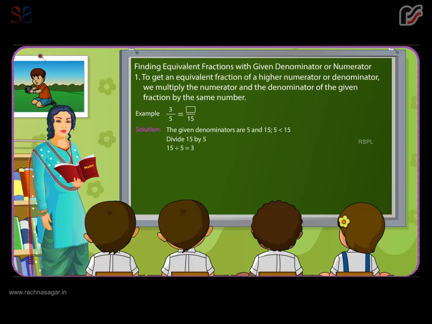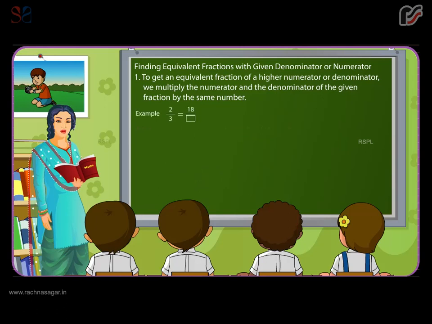The given denominators are 5 and 15. 5 is lesser than 15, so divide 15 by 5. 15 divided by 5 is equal to 3. So, 3 multiplied by 3 upon 5 multiplied by 3 is equal to 9/15. Therefore, 3 upon 5 is equal to 9 upon 15.